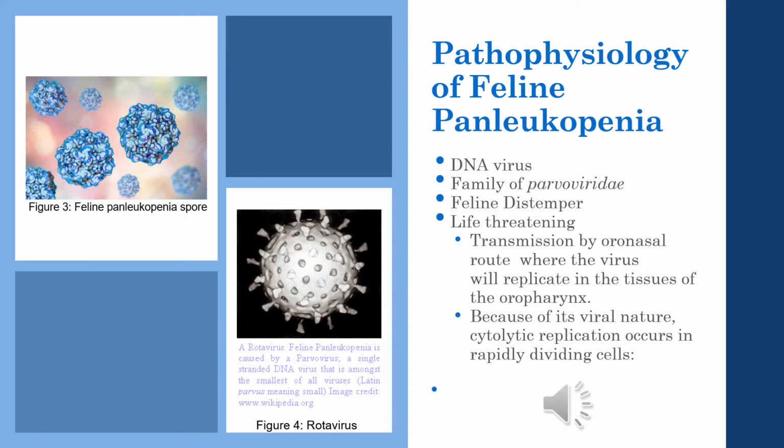The feline panleukopenia virus is a DNA virus. This means that this virus is replicated in the nuclei when the cell is dividing. When the cat gets infected, the virus replicates and the cat starts to show signs of the disease about 5 days after infection. The virus replicates in the oropharynx and the lymph nodes that are by the oropharynx. This disease is in the family of Parvoviridae.